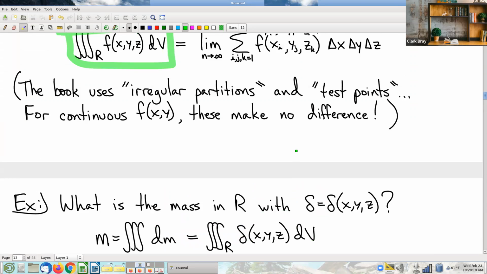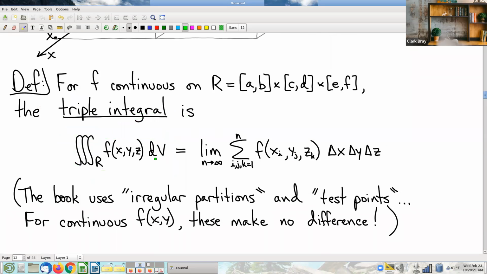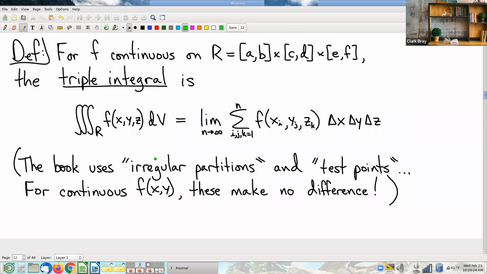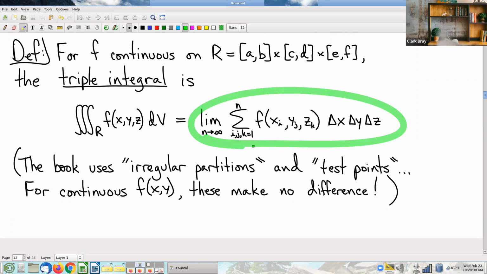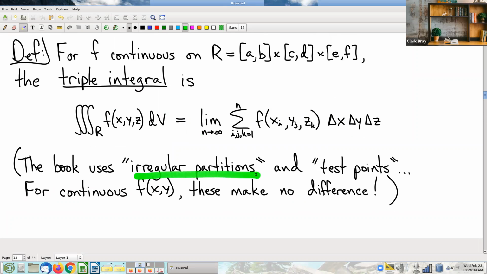Okay, quick reminder. The book goes a little deeper than I do here in the notes in their definition of a triple integral, and their Riemann sum is a more sophisticated thing than this. They use irregular partitions as opposed to the regular partitions that I'm using. They use arbitrary test points instead of the notationally most convenient one, where you just pick the upper right hand corner like I do here.